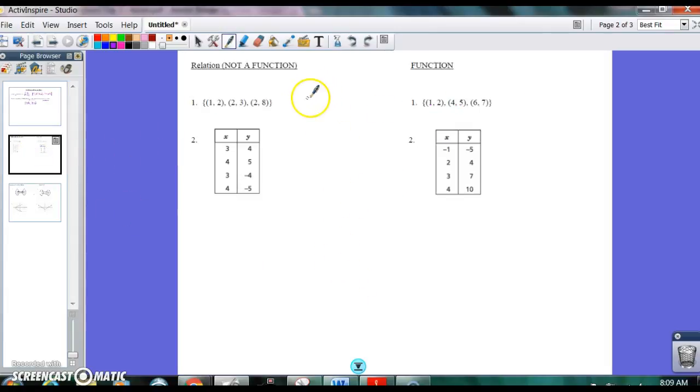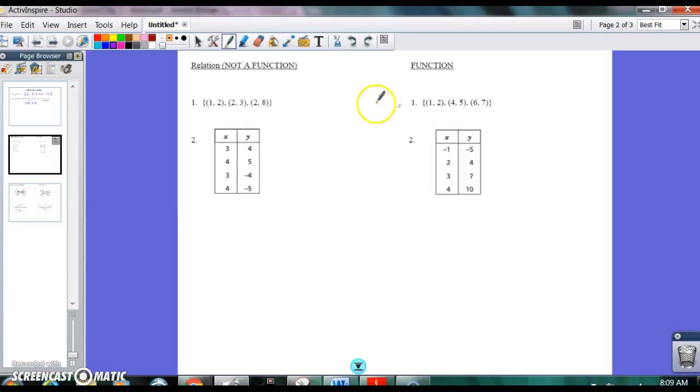On your paper, you should have your note sheet printed out here. If you don't have this done, printed and ready to go, go ahead and stop the video, and make sure you print it from the assignment so that you have this in front of you. You can follow along as we go. The problems on the left are not functions. They're just relations. The ones on the right are, in fact, functions.